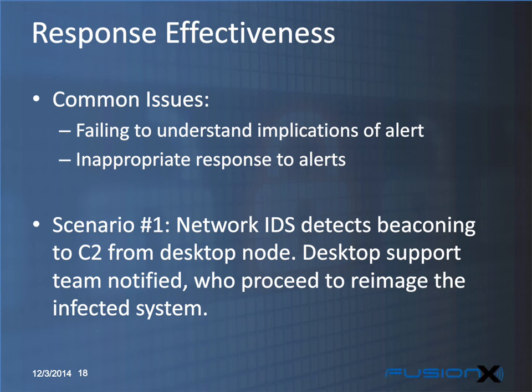And we also see inappropriate responses to alerts. So the SOC or maybe the IT team even not escalating the alert effectively and doing something that may even hamper an investigation in the future. So we have an example scenario here. Network IDS detects beaconing from command and control on the desktop node. Desktop support team is notified, who then re-image the infected system. And of course, the act of re-imaging the infected system destroys a lot of the evidence that we just mentioned on the previous slide, which we could have used otherwise to affect a good response.